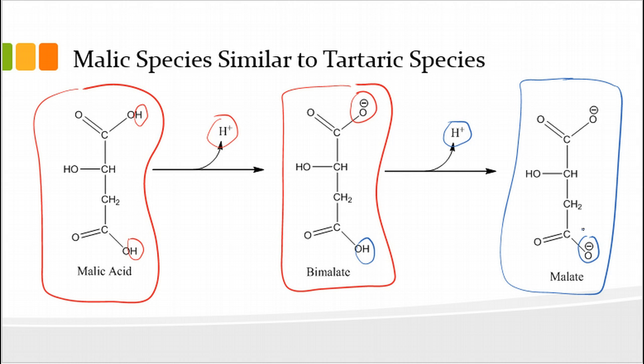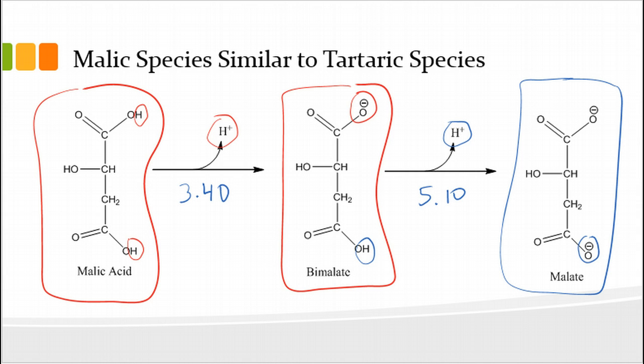The pKa's differ. Malic is 3.40 for the first proton to come off, and 5.10 for the second proton to come off. So tartaric was 2.89 for the first. Malic is 3.40 for the first. Tartaric was 4.40 for the second, and malic is 5.10 for the second. So for both protons, tartaric is a stronger acid than malic. All right, now we get to the crux of the matter.